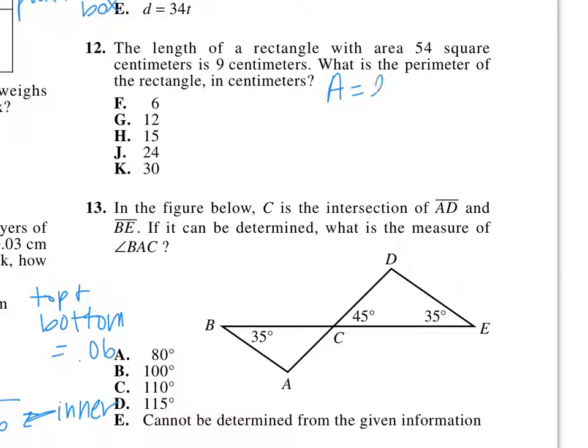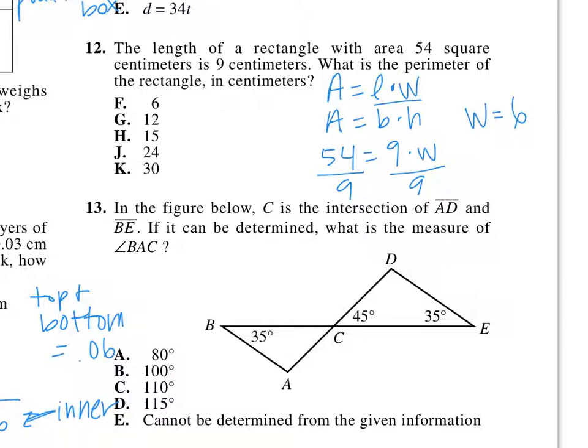So area equals length times width. And even that L I know looks weird. That's like a cursive L. But at our school, sometimes we'll say base times height a lot too. So I know A is 54, and I know the length or the base or whatever you want to call it is 9. I'm going to go with length times width. So what's the width? Well, I'm just going to divide that 9 out. Width equals 6.